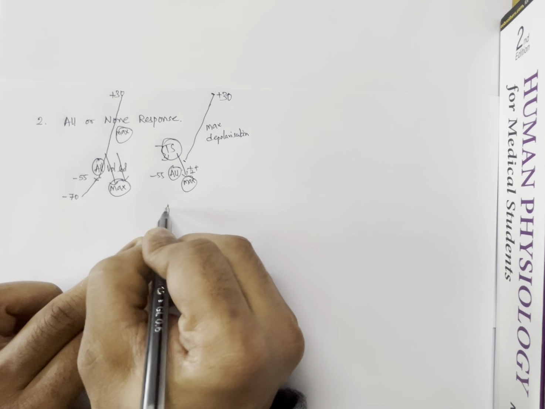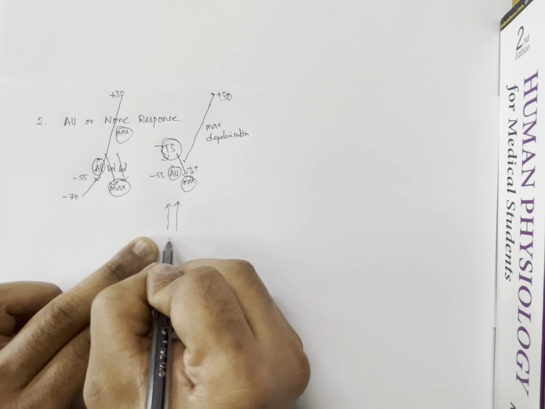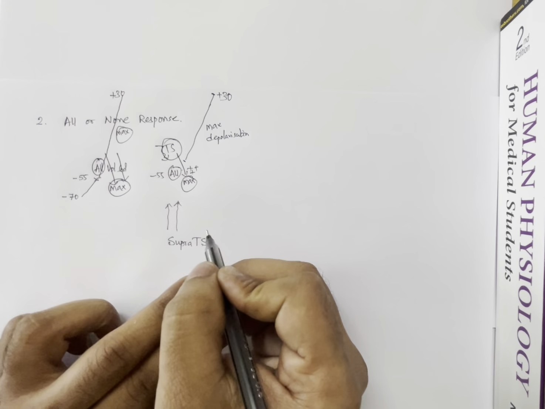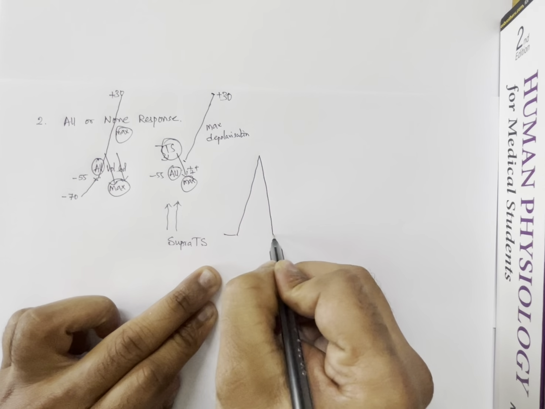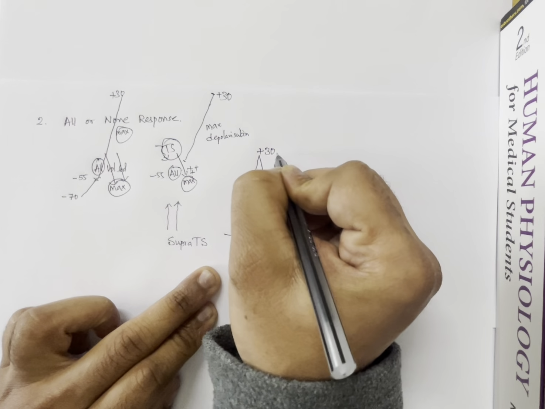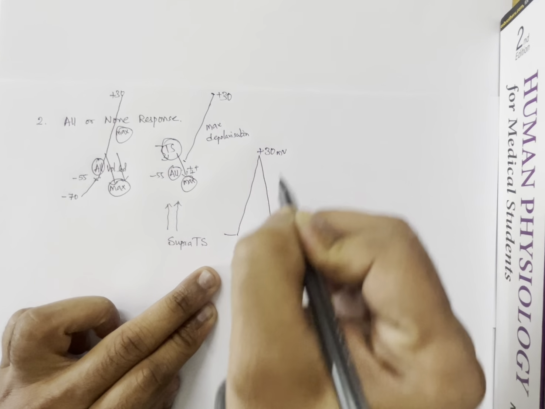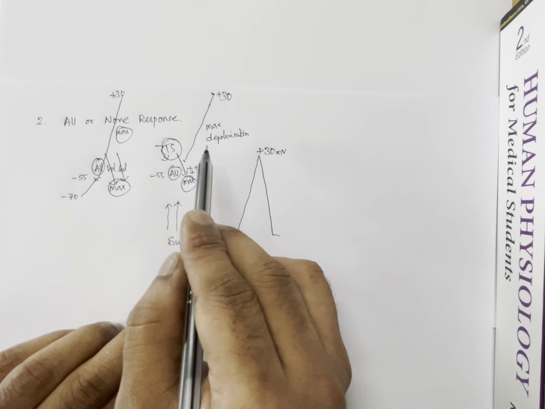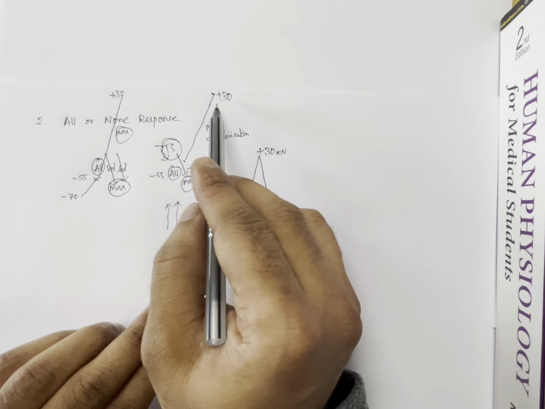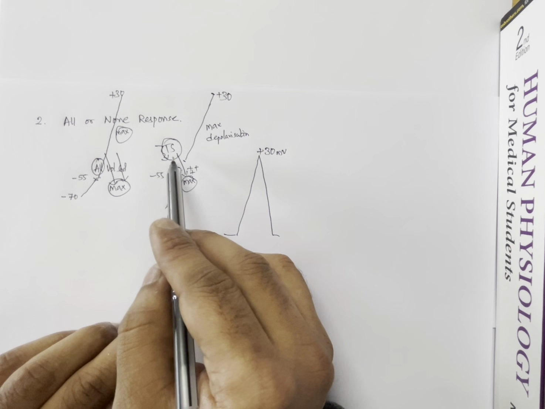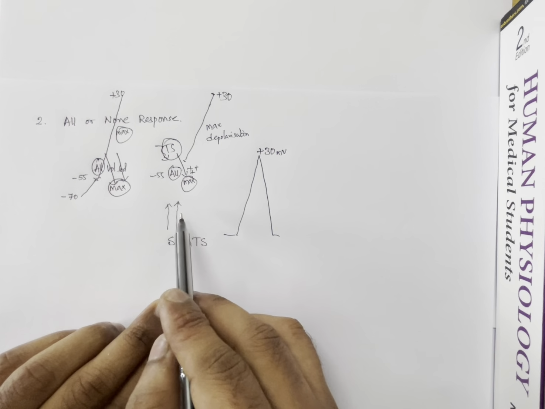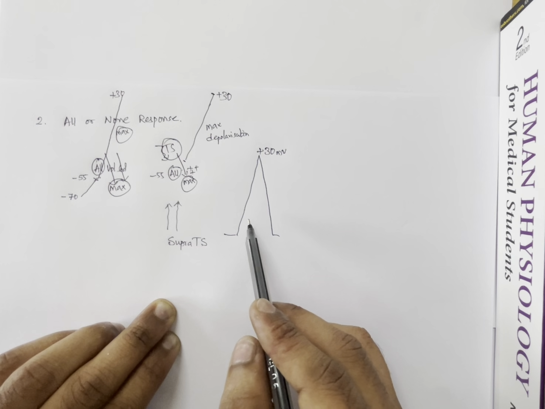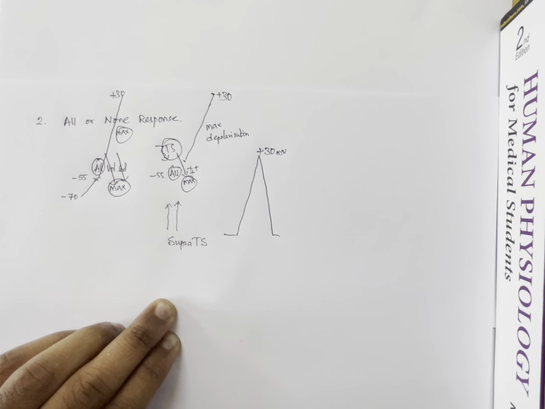Even though you increase the strength of the stimulus above the threshold stimulus, you call it as supra-threshold stimulus, the amplitude of action potential remains the same, that is up to plus 30 millivolts. So if the action potential is generated, it is generated to maximum response even with the threshold stimulus itself. Even if you increase the strength of the stimulus to supra-threshold stimulus, the response will not change because it has already given a maximum response.